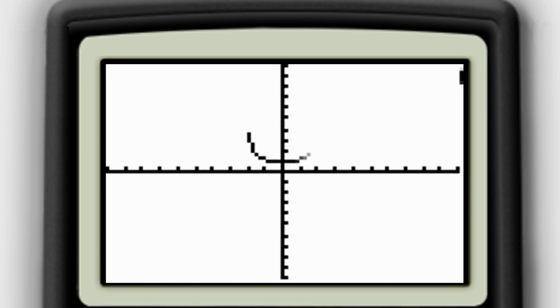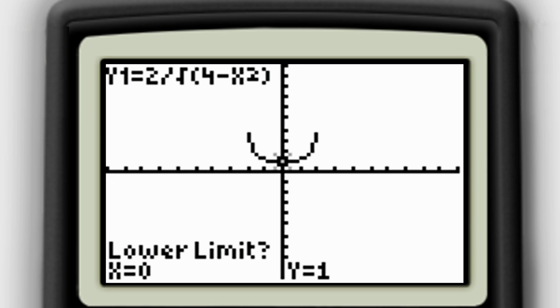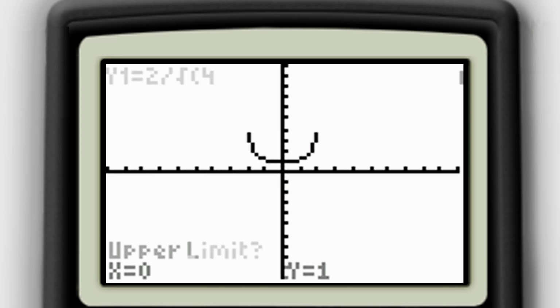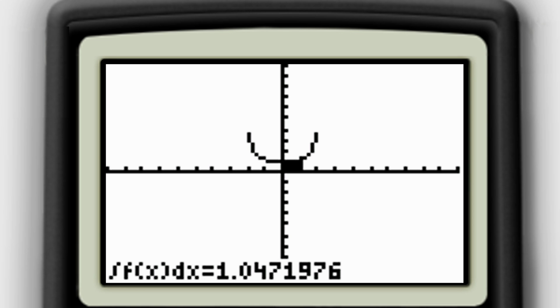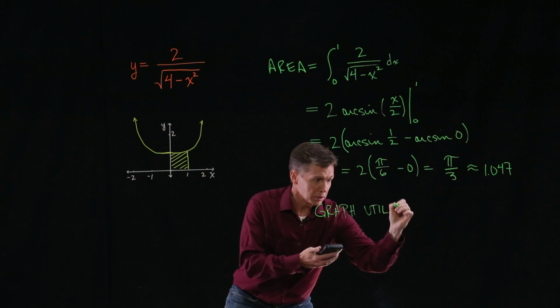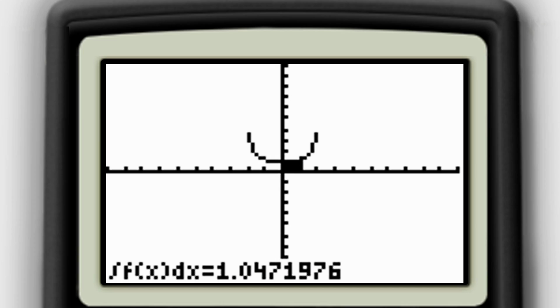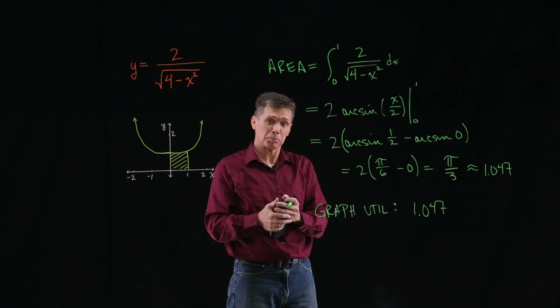And depending on what graphing utility you have, you'll have a different way of finding the actual integral here. Okay, look through your menus. There should be a calculus menu somewhere. I'm going to mine and picking the integration option, my lower limit of 0, my upper limit of 1. So my graphing utility tells me the answer is 1.047. Imagine that. Same thing I got, so that always makes me feel good. That's it for this problem, okay?